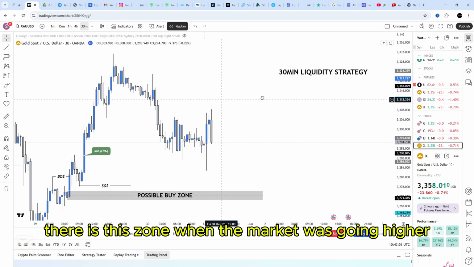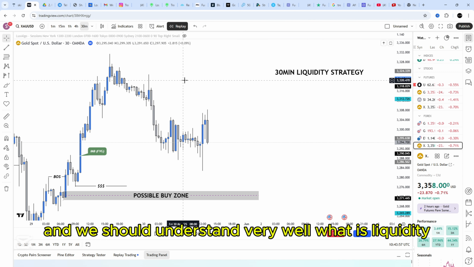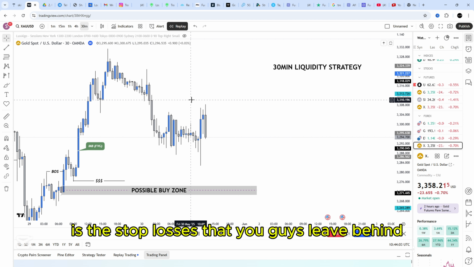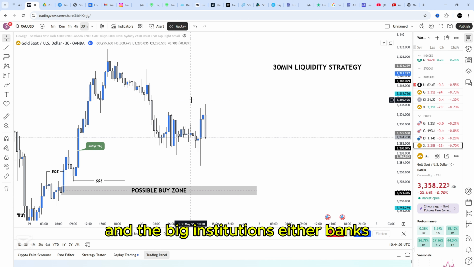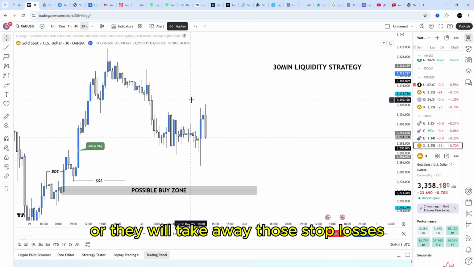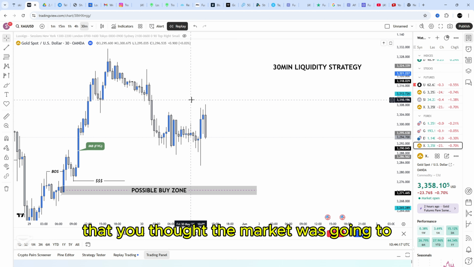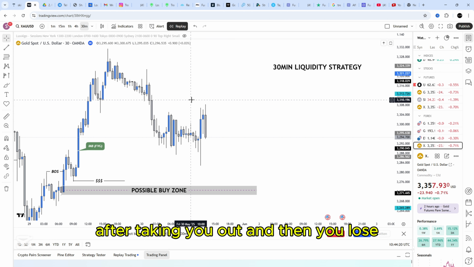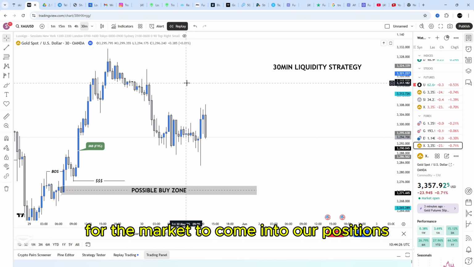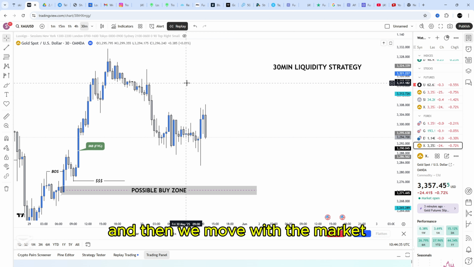Now, there is this zone when the market was going higher highs, and we should understand very well what liquidity is. Firstly, liquidity is money, and liquidity is the stop losses that you guys leave behind. The big institutions, the banks, will come and sweep those stop losses, and you find out that the market continues in the direction you thought it was going, after taking you out, and then you lose. So why do we wait for the market to come into our positions where there is liquidity, sweep that liquidity, and then move with the market?